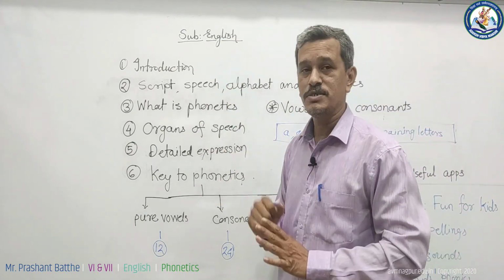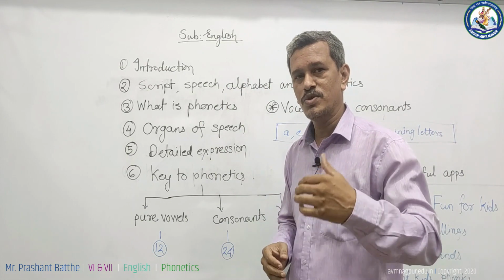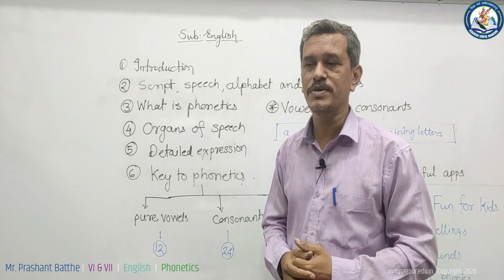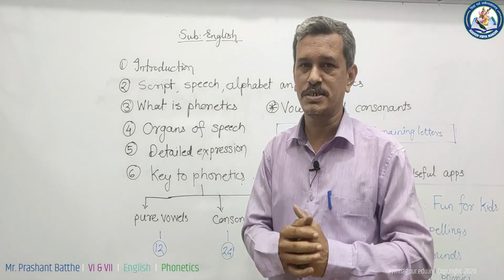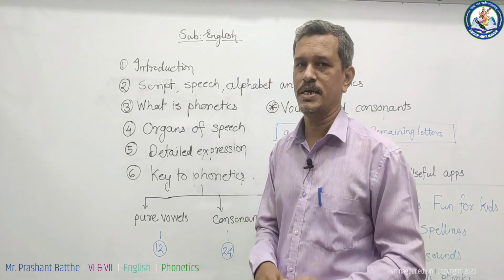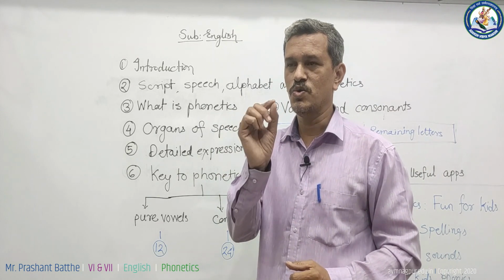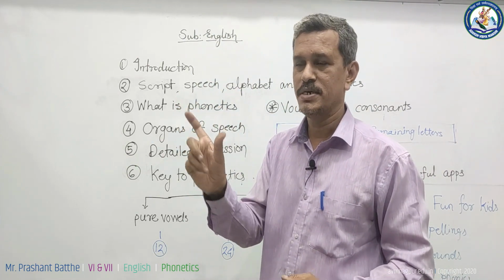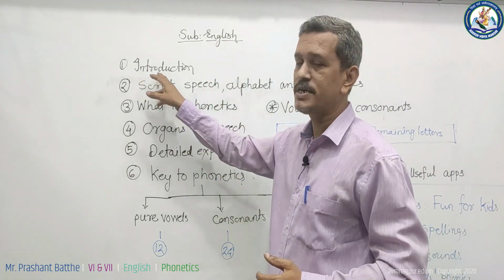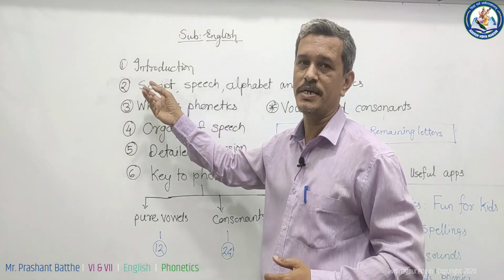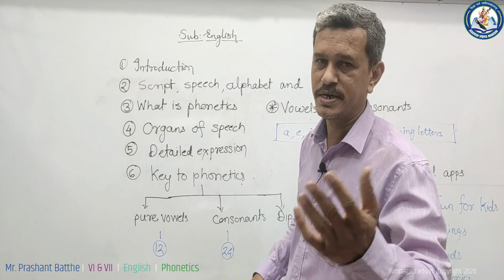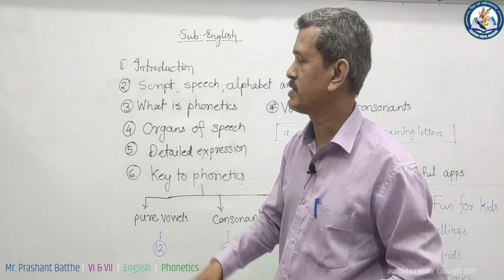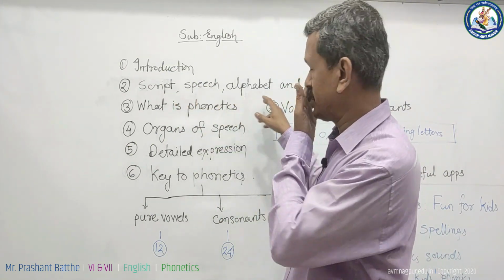Now, as we are learning English, to pronounce any word, as I told you in the last periods, you should know how to pronounce it. For example, in Hindi, if I'm saying hame, we write ha and then ma and a ki matra, that is hame. If in English I have to say introduction, I'm going to write the spelling introduction. In the same manner, my dear friends, today we are going to discuss the script, the speech, the alphabet and the phonetics.